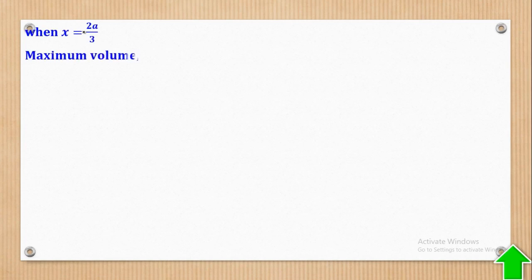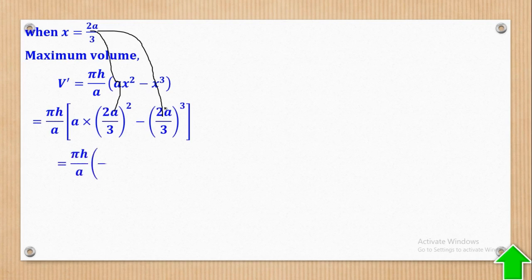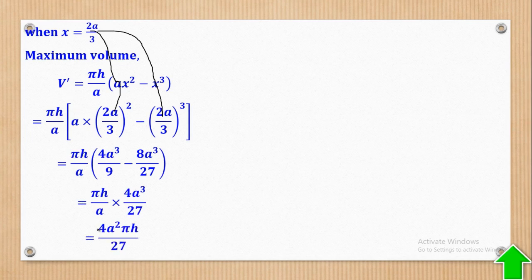Then when x is equal to 2a over 3, maximum volume will be equal to this. So from this formula, I can substitute for x, which is that. Where there is x, I put there this. When I simplify, I'll be able to come up with that, and therefore the maximum volume will be 4a squared pi h over 27.